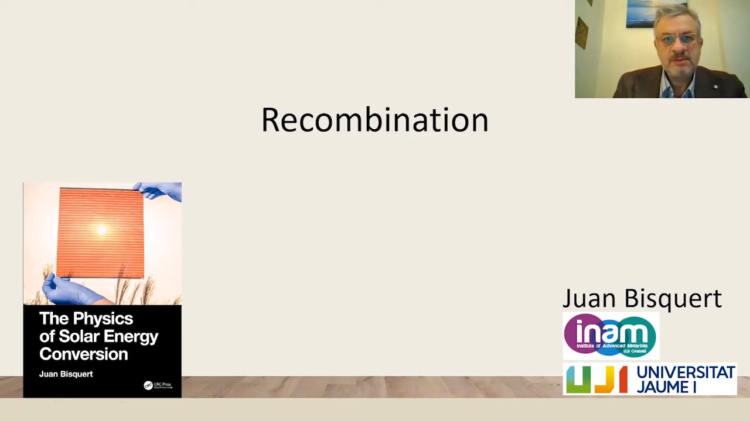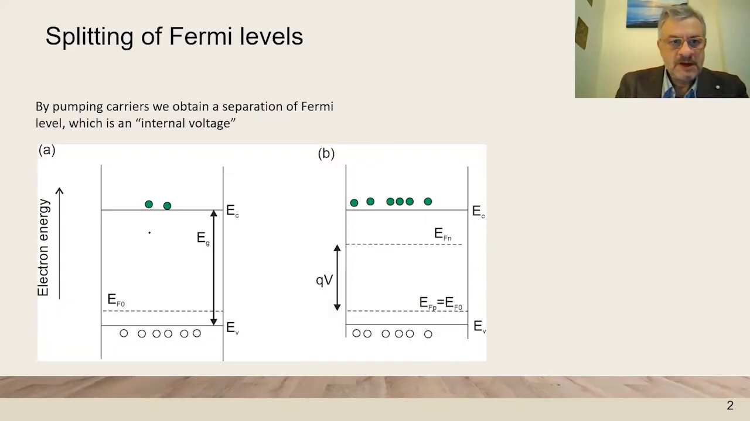Welcome to the lecture on recombination in the course of Physics of Solar Energy Conversion. We have the picture of the semiconductor in equilibrium with the equilibrium Fermi level. In this case, this is P-type material, and it has plenty of holes and a few electrons in the conduction band.